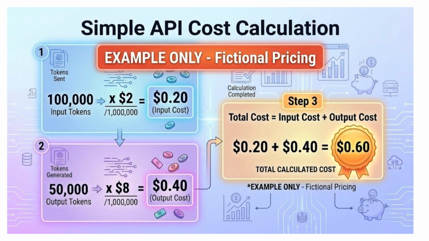Now let's look at a simple API cost calculation. For this example, we're using fictional prices just to understand how the calculation works. First, we have 100,000 input tokens. The input price is $2 per 1 million tokens, so the input cost is 20 cents. Next, we have 50,000 output tokens. The output price is $8 per 1 million tokens. This gives us an output cost of 40 cents. Now we simply add the two costs together. 20 cents plus 40 cents equals 60 cents. So the total API cost in this example is 60 cents. Remember, these prices are only for learning purposes. Actual pricing depends on the AI provider and the model you are using.